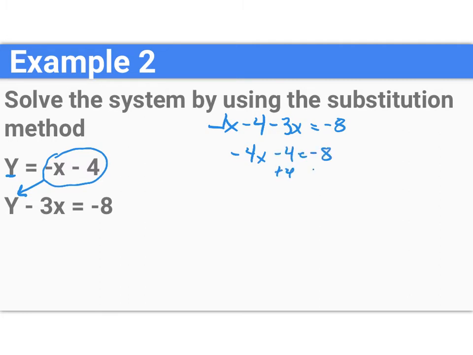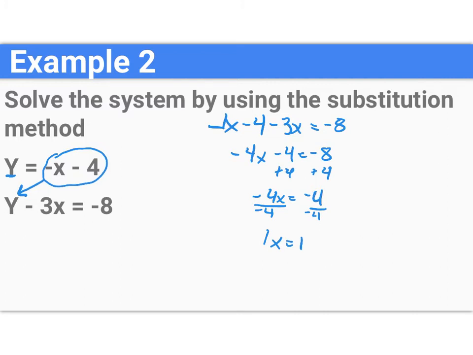I add 4 to both sides. I get negative 4x equals negative 4. If I divide both sides by negative 4, I get x equals 1. When you solve an equation, your variable, x or y, must be positive. The coefficient must be 1, and it must be by itself. Nothing can be added or subtracted away from it. Okay, so now we've got x equals 1.